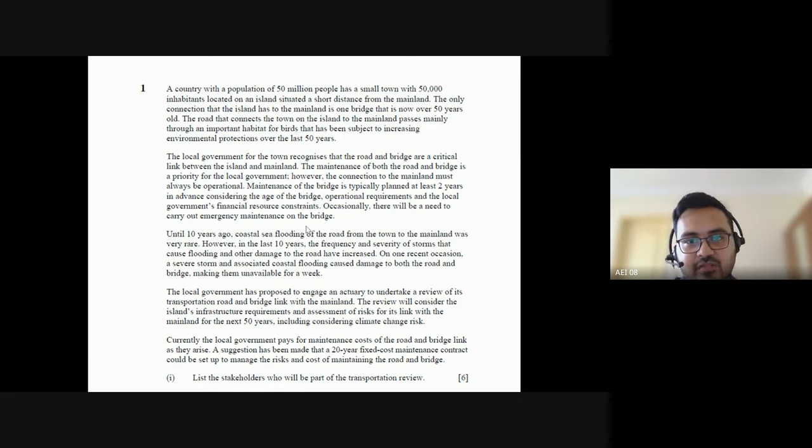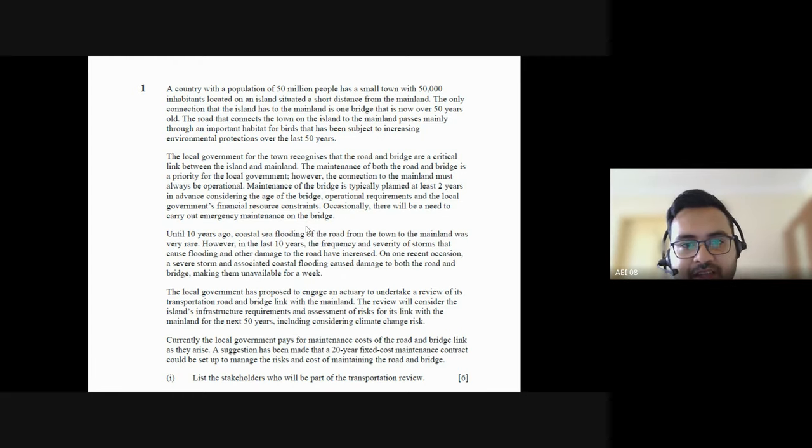And there's a country which has a 50 million population, not a very big country. And there's a small town with 50,000 people inhabiting that particular island, which is at a small distance from the mainland. So mainland, island, 50 million and 50,000. That's the difference between the two. So it's a big area, a lot of people, small area, very few people. Okay, nothing more than that.